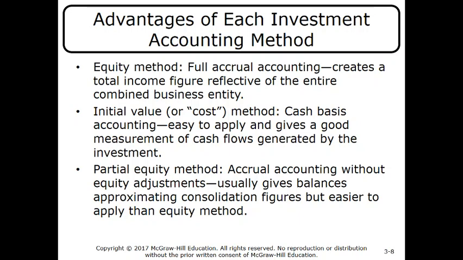If you're using the partial equity method, the parent would report their portion of the sub's income every year. So that would increase the investment account, and then any dividends declared would reduce the investment account in the sub. But as far as any of that excess amortization and all that other stuff, they don't deal with it.